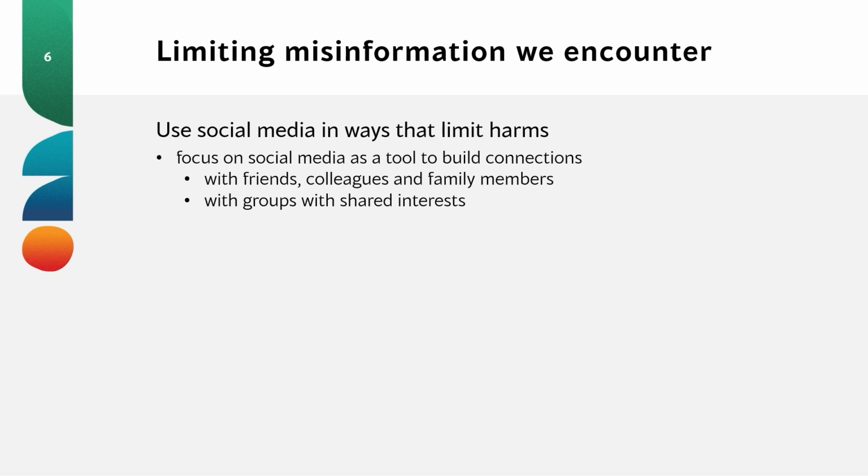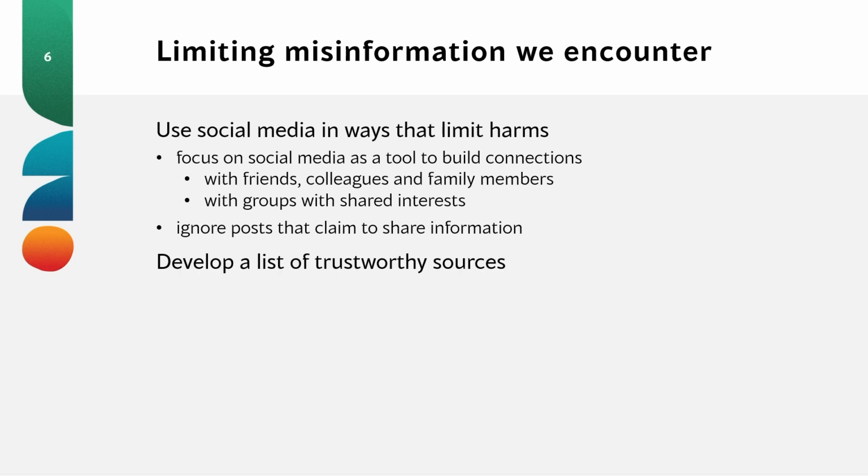Another way to limit disinformation we encounter is to make a conscious effort to replace social media posts with trusted sources of information. There are a variety of ways to develop a list of trusted sources. You can bookmark these in your internet browser and use these sources instead of social media to find and confirm information. We will discuss strategies to identify a trusted list of sources when we consider the letter T in our STOP tool later in the session.